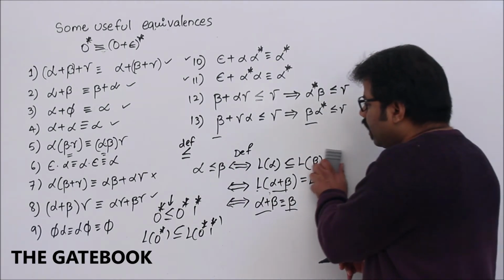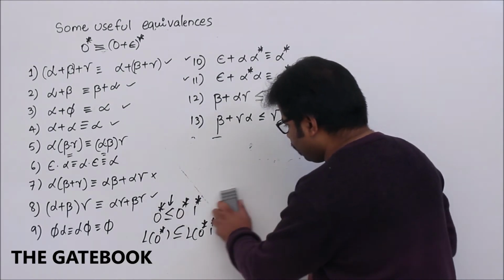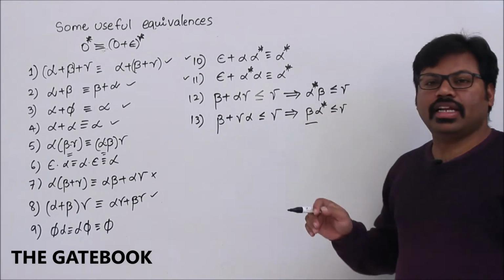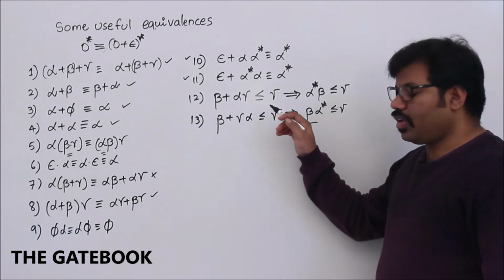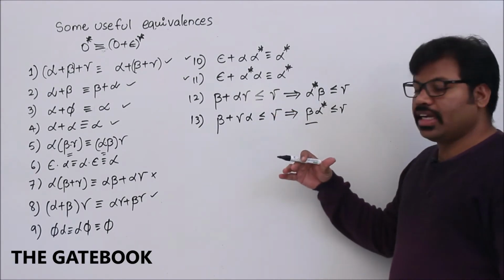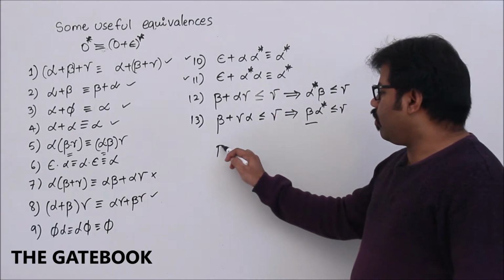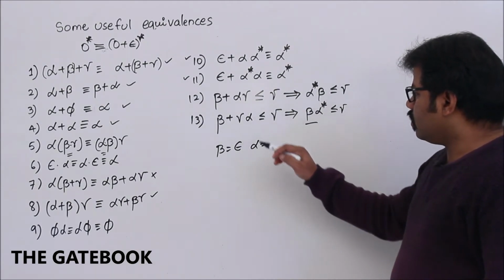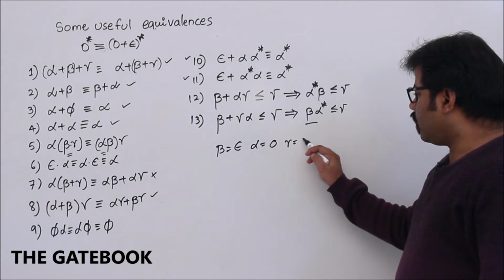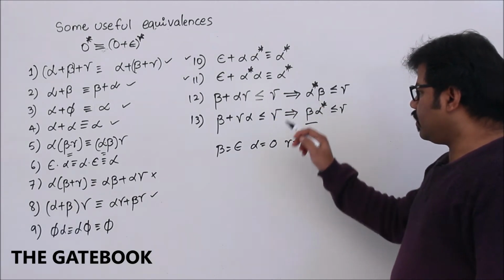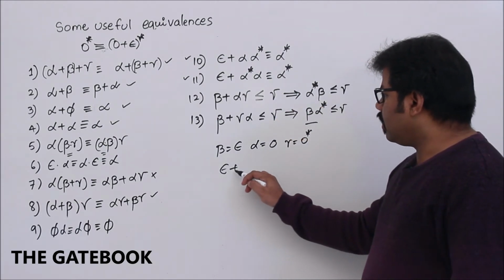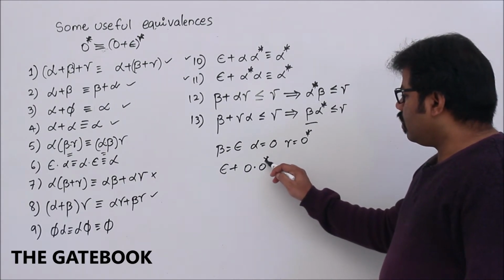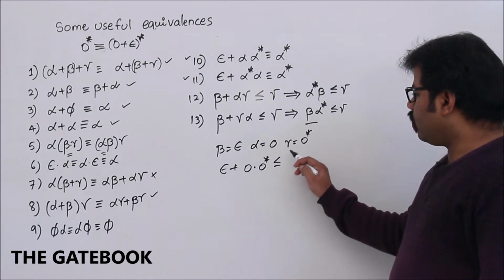Let us take an example and understand what it means. Now β + αγ less than or equal to γ, then α*β is less than or equal to γ. This statement we are not proving, we are just understanding it with an example. So when β equals ε, α is, let's say, 0, and γ is 0*, then it satisfies this condition. You see, ε + α·0, and γ is 0*, which is less than or equal to γ, 0*.